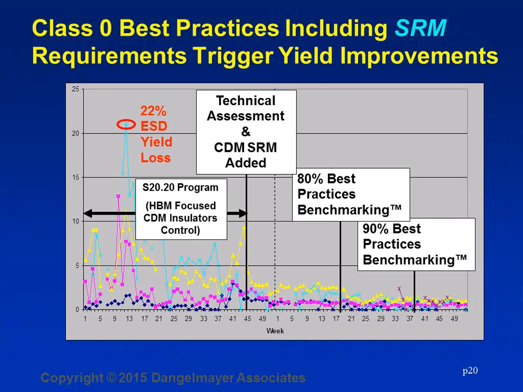So after we implemented the S20.20, it came down. Then we implemented some surface resistance requirements. It came even down even further. And as we worked with them more and more to eliminate metal-to-metal contact kinds of things and getting better processes in place and just managing the program better, you can see their yield loss came down even further. And it's to this day, as far as we understand, it's maintained at a very low level for yield loss.